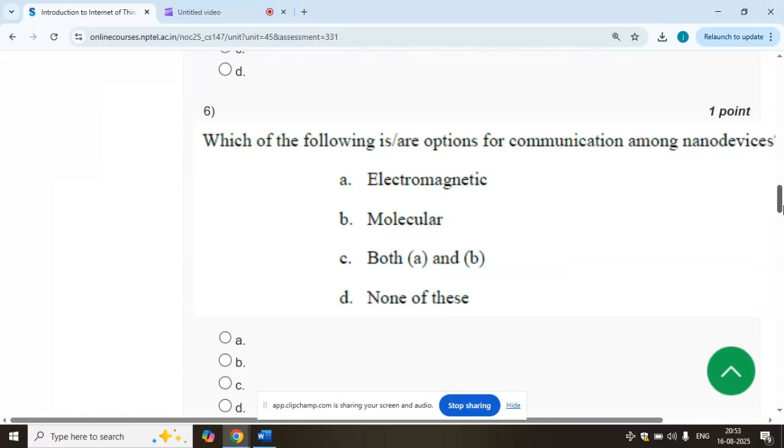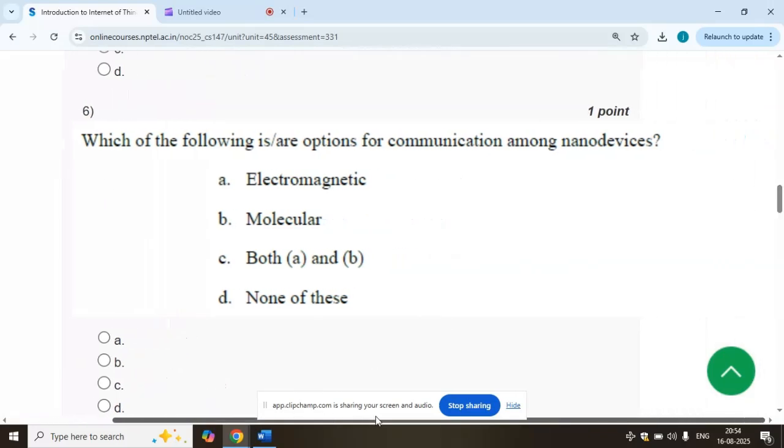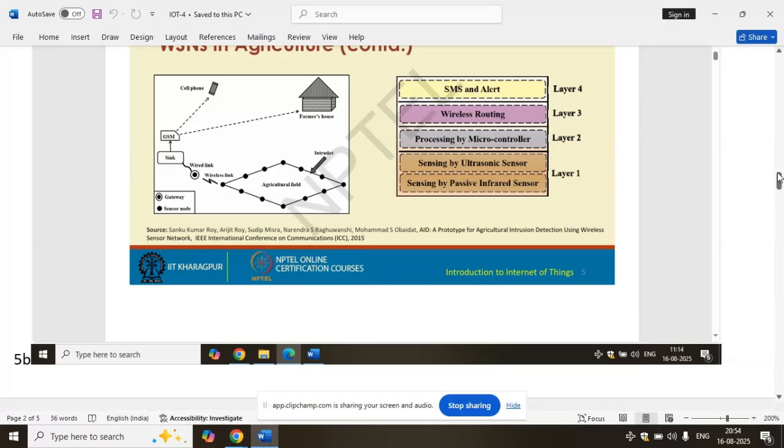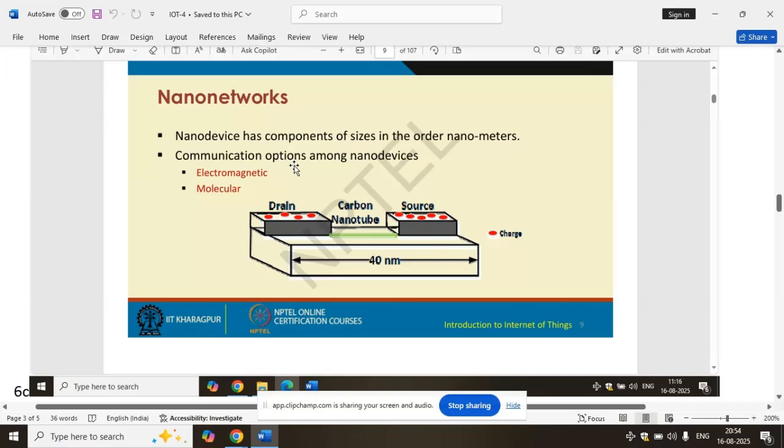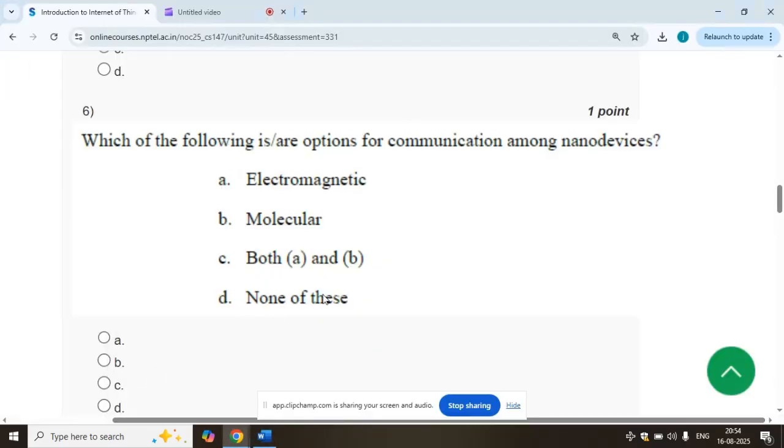Next, which of the following is or options for communication among nano devices? That we'll see now. So we can see here. So communication options among nano devices are electromagnetic and molecular. So we'll see answer here. So electromagnetic and molecular. So answer is both A and B. Option C here.